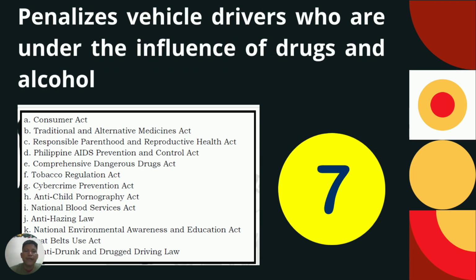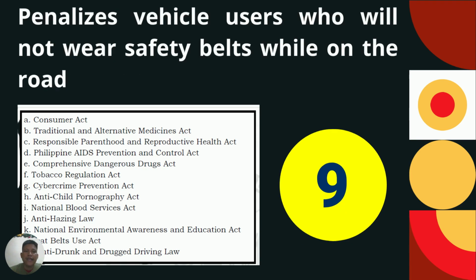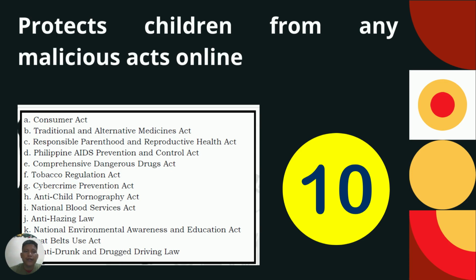Number 7, it penalizes vehicle drivers who are under the influence of drugs and alcohol. Number 8, it identifies scientifically proven herbs as medicinal plants. Number 9, it penalizes vehicle users who will not wear safety belts while on the road. And lastly, number 10, it protects children from any malicious acts online.